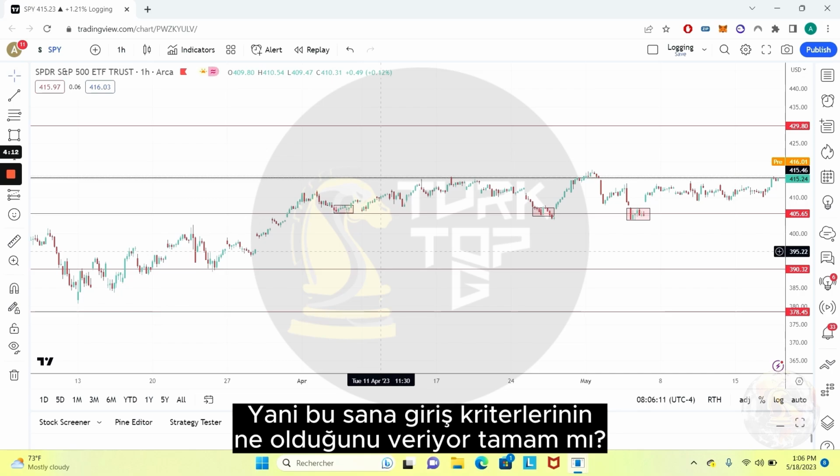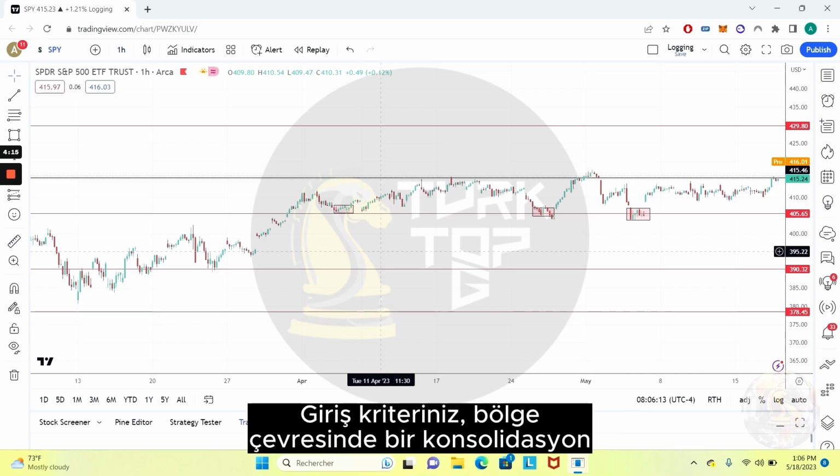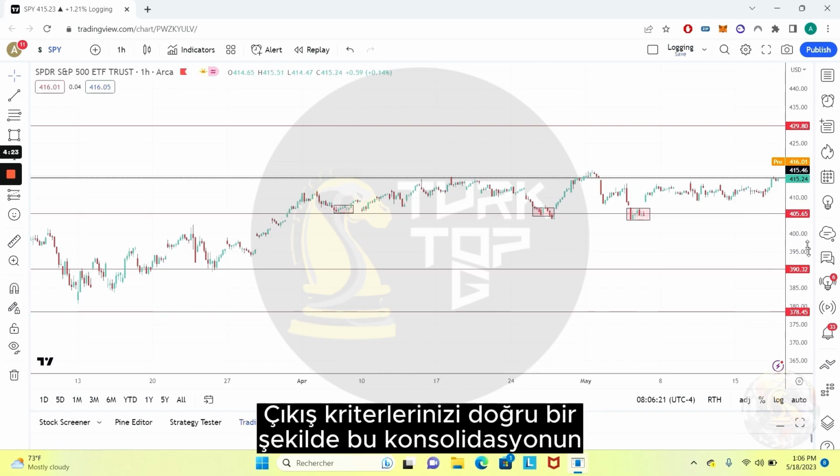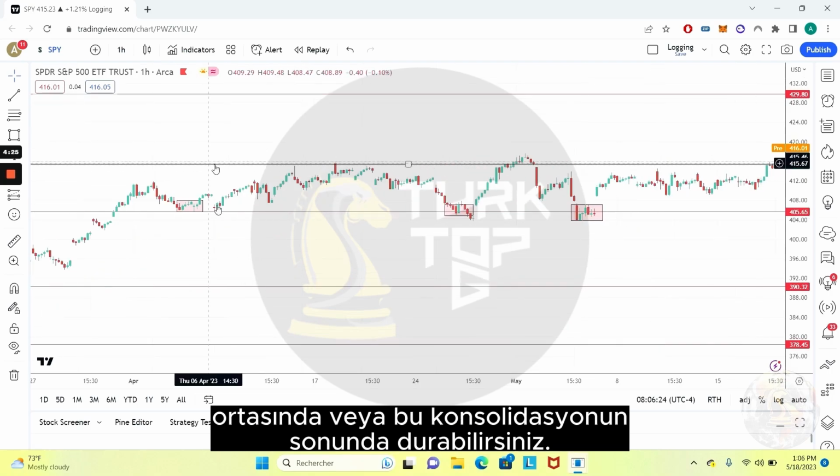So that gives you what? Your entry criteria. Okay. Your entry criteria is look for a consolidation around the zone and then take the breakout of that. Your stop, right? Your exit criteria, you can put your stop either in the middle of this consolidation or at the bottom of this consolidation.